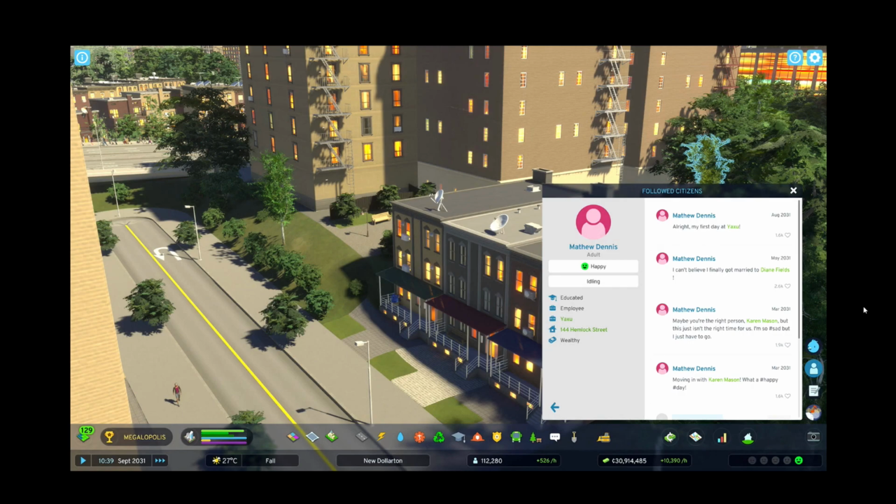Okay, so this is actually a funny trajectory here. So moving in with Karen, right? He's dating Karen, he moves in together in March. Same month, he's like, maybe you're the right person, but this just isn't the time. I just have to go. So he moved in with Karen in March, dipped out in March, and then two months later, in May, he finally got married to Diane. Oh my god, this guy, his life's a roller coaster.